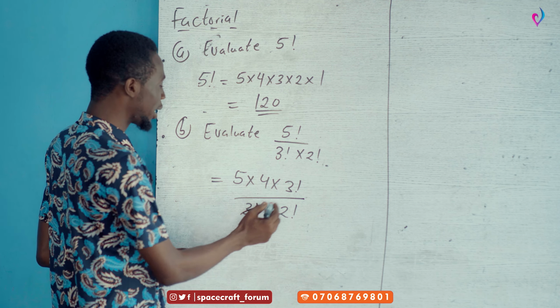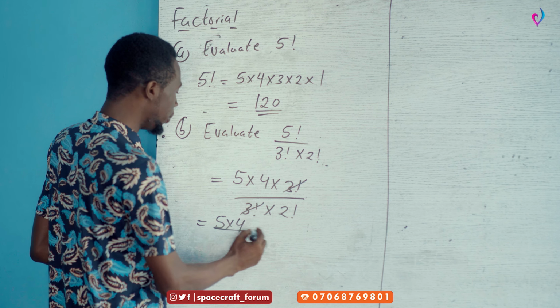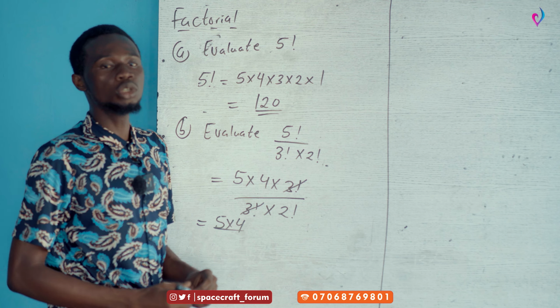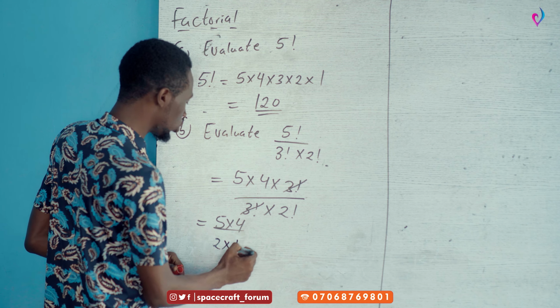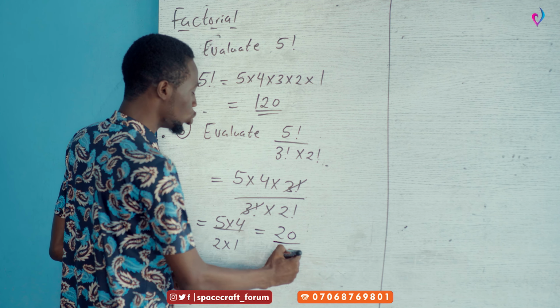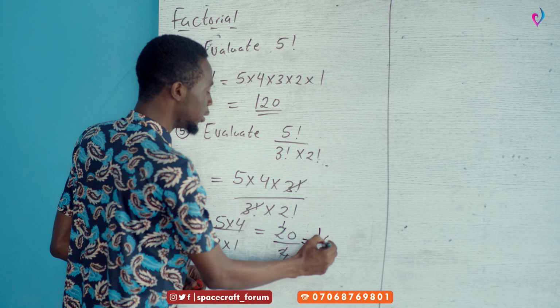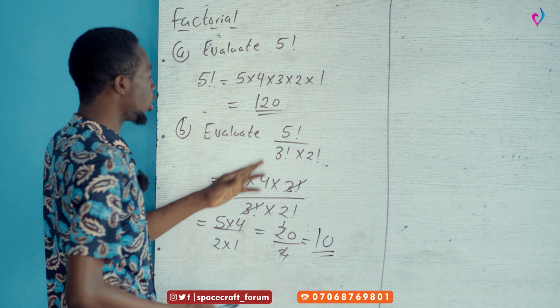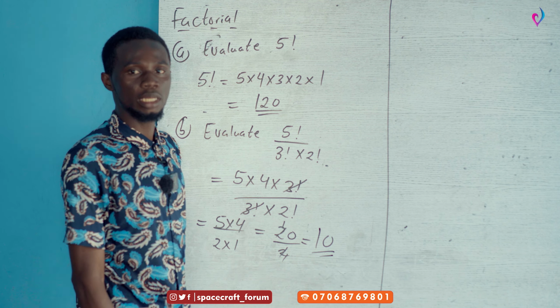Automatically 3 factorial can cancel 3 factorial. I'm having 5 times 4 divided by 2 factorial. And your 2 factorial is 2 times 1. 5 times 4 is 20, then 2 times 1 is 2. So 2 here 1, 2 here 1. So automatically I'm having 10. The 5 factorial all over 3 factorial times 2 factorial is equal to 10.